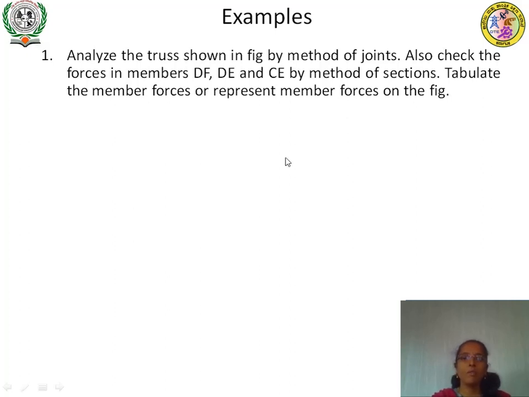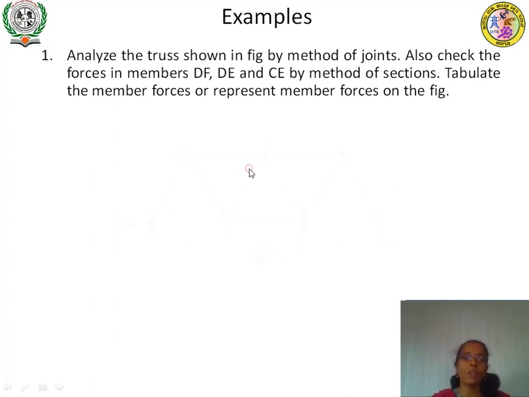We will discuss both now, but while solving the problem in the exam you can follow any one. If it is asked to tabulate, you can tabulate it, or if it is asked to represent it on the figure, you have to do that. You have to learn both the methods.